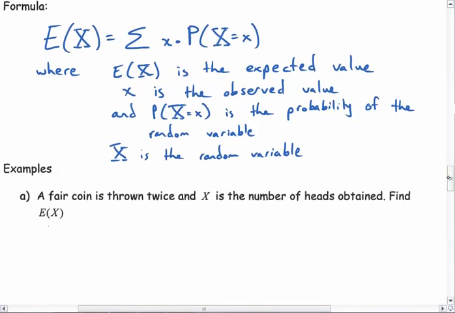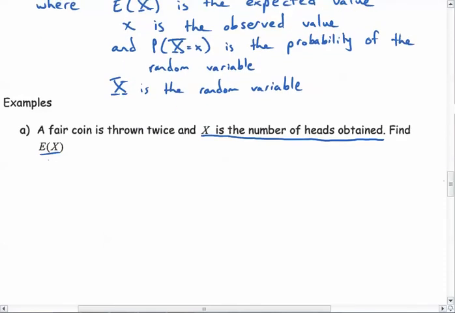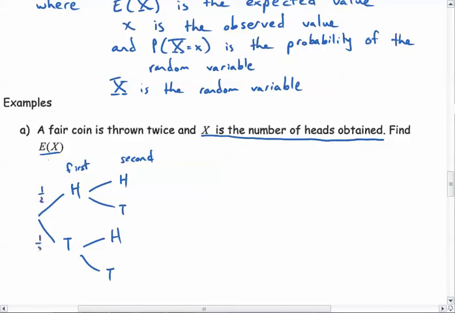So for example, if you're tossing a fair coin, and we're going to say that the random variable is the number of heads that we get, and we want to find out the expected value for that random variable. We can do this with a probability tree. The first branches of the tree are what we get when we toss the coin the first time. We can either get heads or tails. And the second branch of the tree represents when we toss the coin the second time. So we can either get heads or tails the second toss. And each of those has a 50-50 chance of happening. So we'll mark the probabilities on the tree.